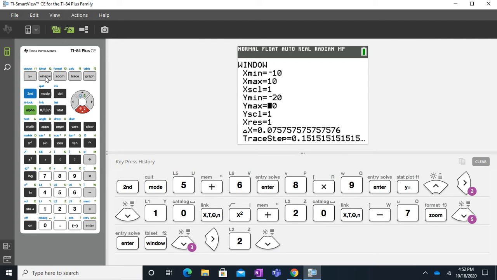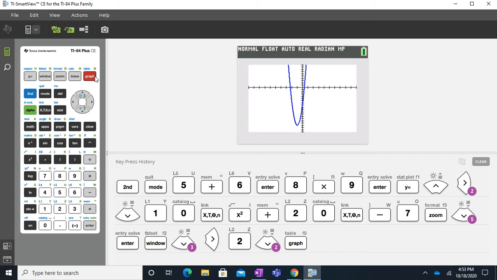And then we'll leave 10 for the maximum. We'll leave 1 for the y scale. And don't really worry about the other stuff for now. If we want to see if this is a good picture, you can always go back to the top right, which is the graph button. This will now show you the picture with the new window. And as you can see here, it looks much more like we're expecting it to.